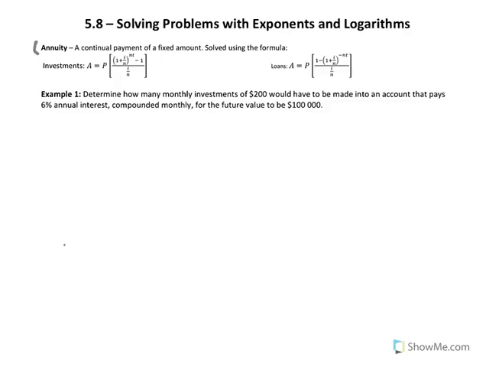good things. So, the first question says, determine how many monthly investments of $200 would have to be made into an account that pays 6% annual interest compounded monthly for the future value to be $100,000.